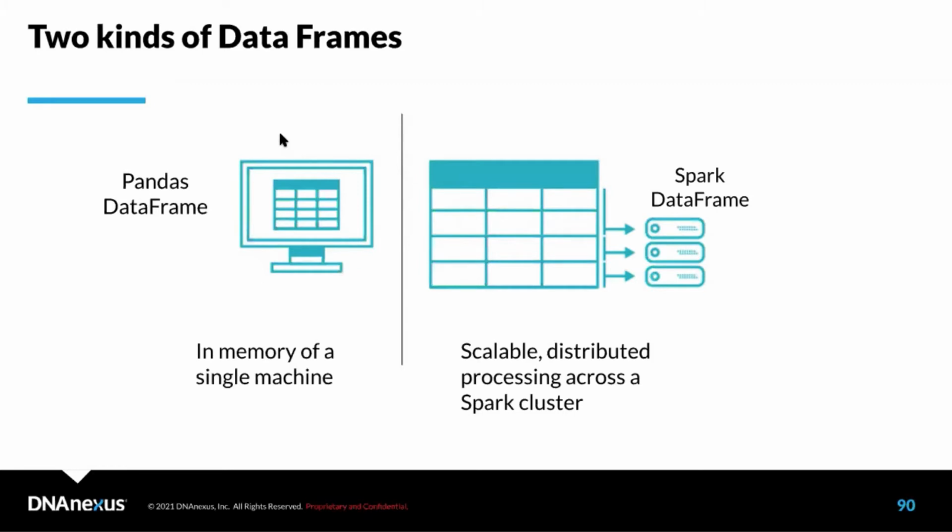Just to make you aware, when we are working in the Spark JupyterLab configuration, there are two main kinds of data frames that we are working with. The first type you may be familiar with, which is the pandas data frame. Keep in mind that the pandas data frame is only loaded into the memory of a single machine. In our case, for the Spark cluster configuration, that's the memory of the driver node.